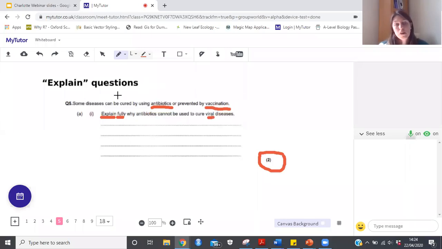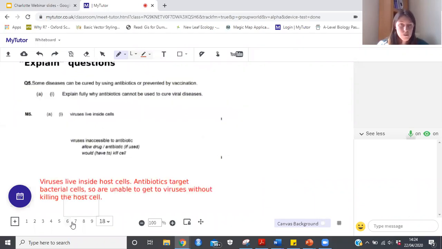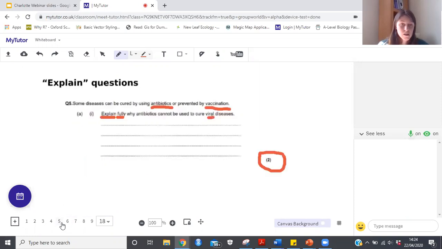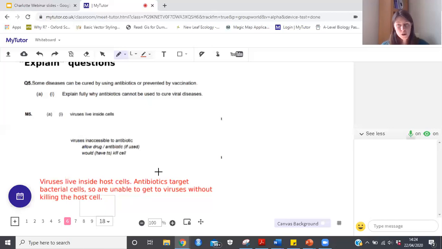We've talked about this quite a lot, explaining why antibiotics cannot be used to cure viral diseases. It's something that's quite important to remember. Particularly at the moment, coronavirus is a viral disease. It cannot be cured by antibiotics. That's why we're working hard on a vaccination so that we can prevent it rather than treating it with pills.